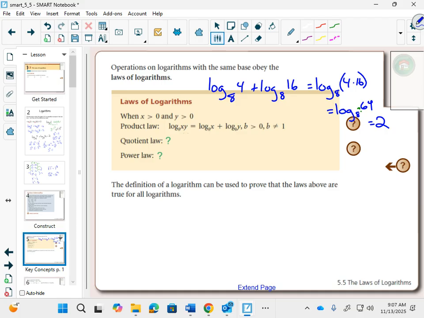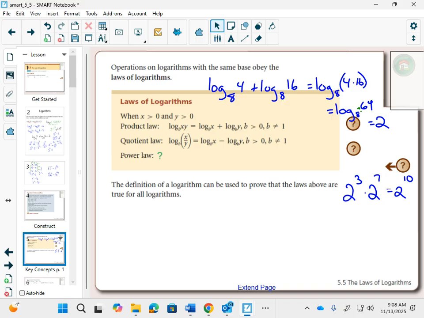Product law for exponent laws: if you're multiplying and you have the same base, you add the exponents. Product law for logs is similar: if you're multiplying inside of a log, you can write it as adding two separate logs. Quotient law for powers: if you're dividing two powers with the same base, you subtract the exponents. Now, if you're dividing inside of a logarithm, you could write it as two logarithms subtracted.